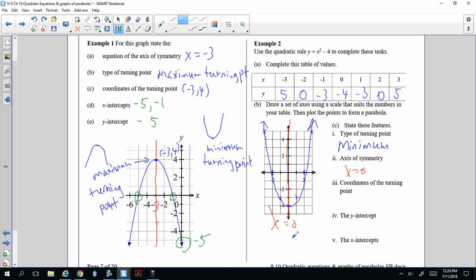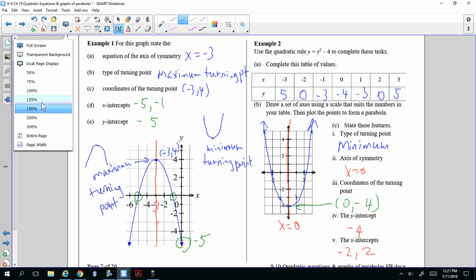Next one, coordinates of the turning point. What are the coordinates? 0, -4. X equal to 0. It's a vertical line. All right. Next one, y-intercept. What's the y-intercept? Where does it cross on the y-axis? Negative 4. What's the x-intercept? Well done. Please do exercise 10E today. 10E. Thank you.